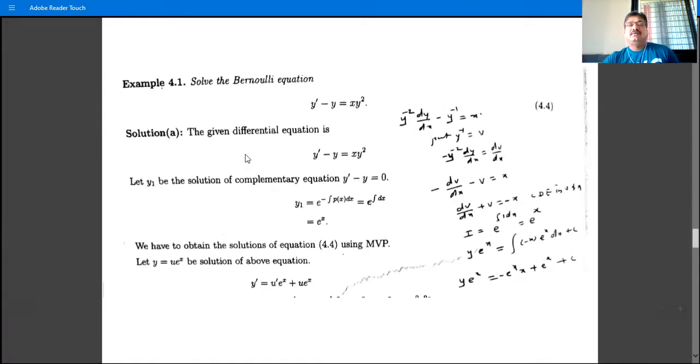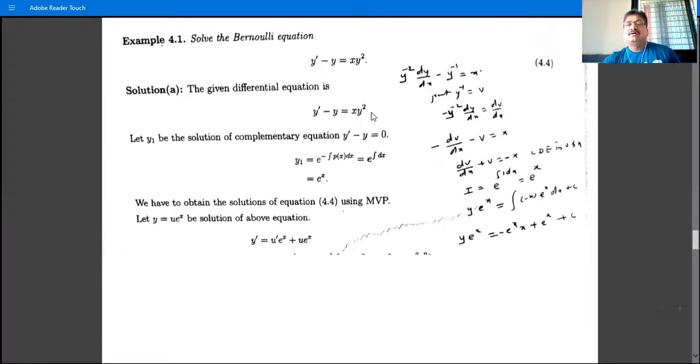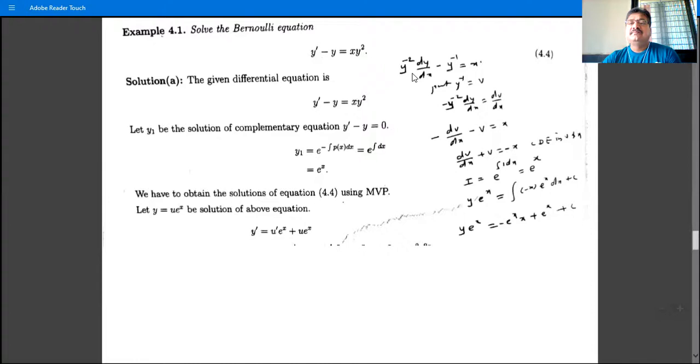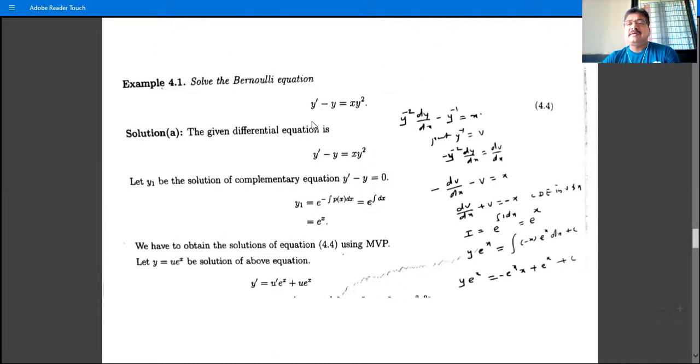So solve the Bernoulli's differential equation y dash minus y equals x y square. Don't follow the previous procedure. Y dash means dy by dx, so dy by dx minus y equals x y square. This is of the form dy by dx plus P(x) y is equal to Q(x) y raised to n. So n is 2.